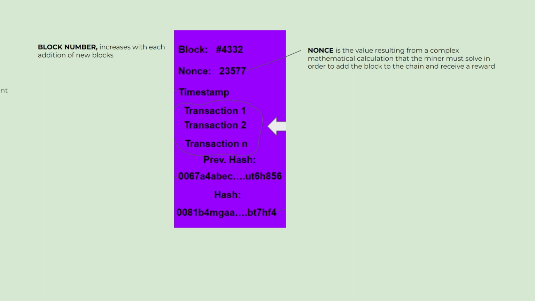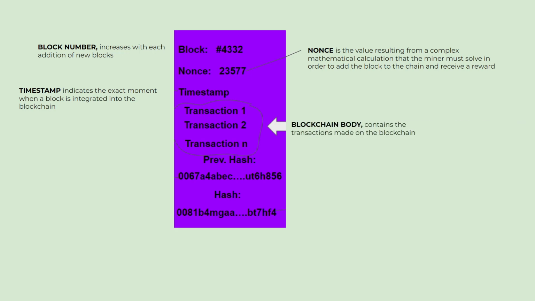This is followed by the timestamp that indicates the exact moment when the block was integrated into the blockchain. This element guarantees the chronological order of transactions. The main body of the block contains the transactions. These can represent cryptocurrency exchanges or any other type of data recorded on the blockchain. The number of transactions contained in a block varies depending on the specific blockchain used.